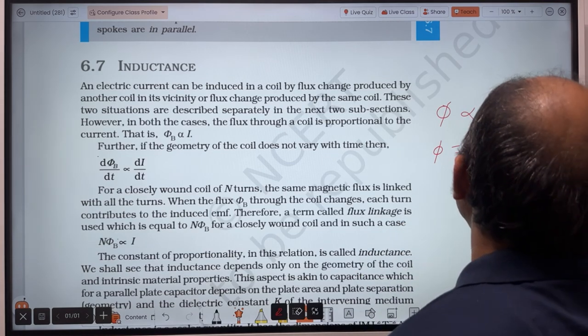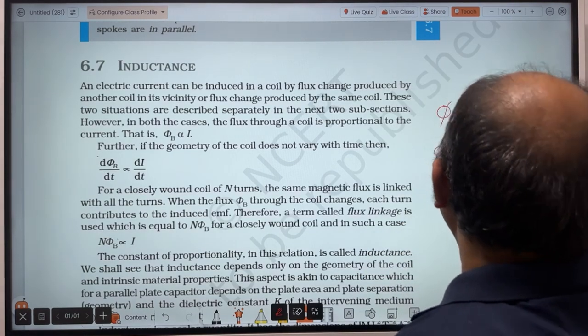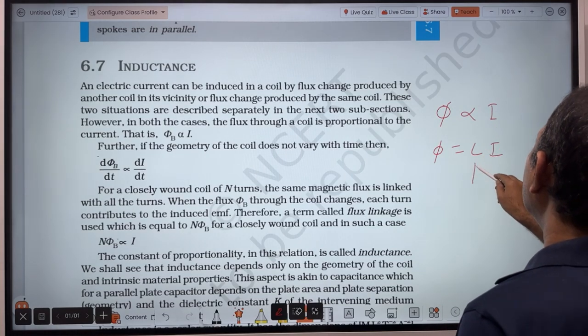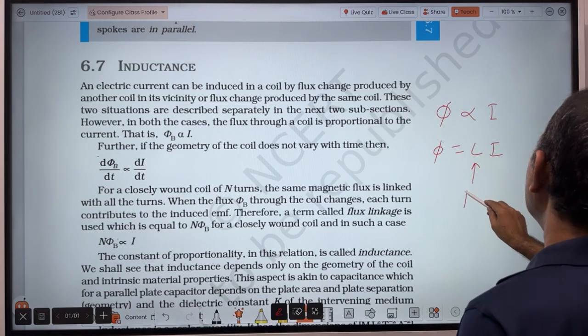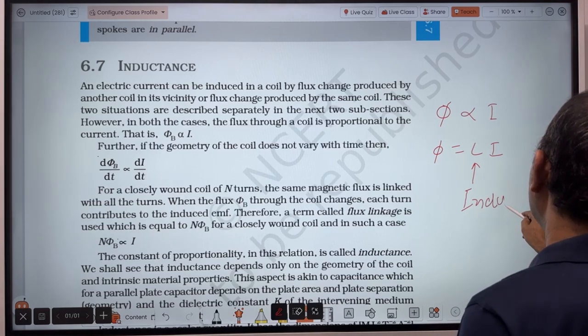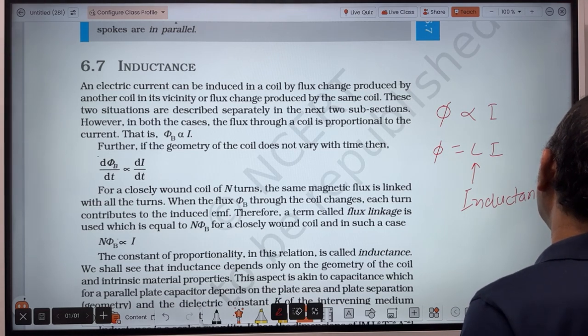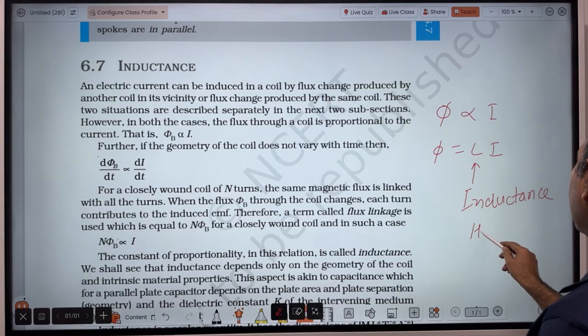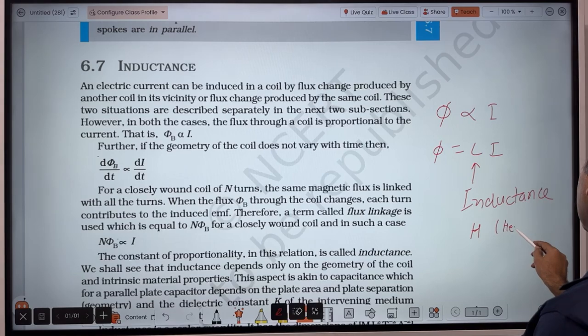Where L is the coefficient of inductance, coefficient of induction, that is, this is inductance, right? L is inductance and its unit is Henry, right? Henry.